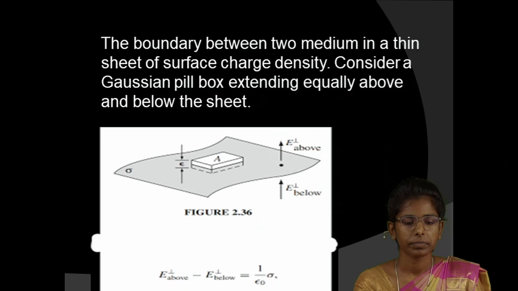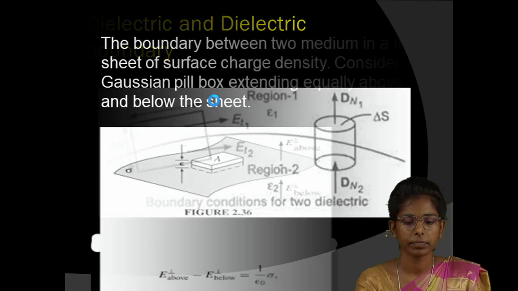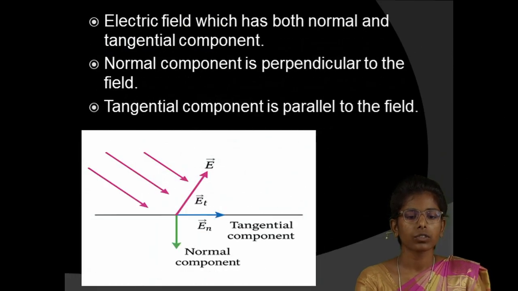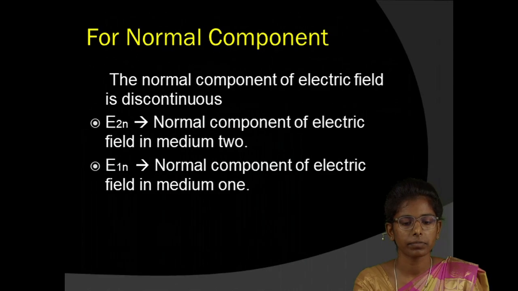Here we consider a Gaussian pillbox extending equally above and below. In this image, the height of the Gaussian pillbox is del h, and the length of the Gaussian pillbox is del omega. We already know the electric field has both normal and tangential components. The normal component of the electric field is perpendicular, and the tangential component is parallel to the surface.